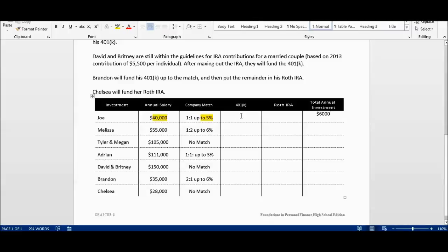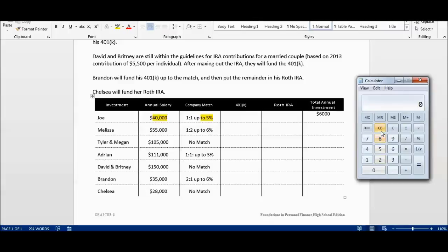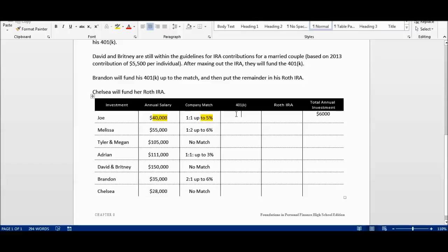Now we're going to figure out what the contribution will be for his 401k. And we know he is going to invest 5% into his 401k. So again, we're going to take our calculator, clear it out, and we're taking 5%. When we move our decimal point over, we have 0.05 times 40,000, and that gives us 2,000. So Joe is going to put $2,000 into his 401k.